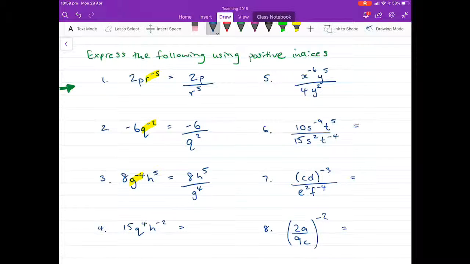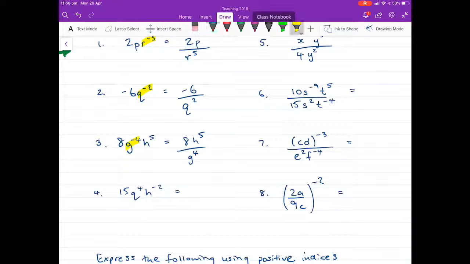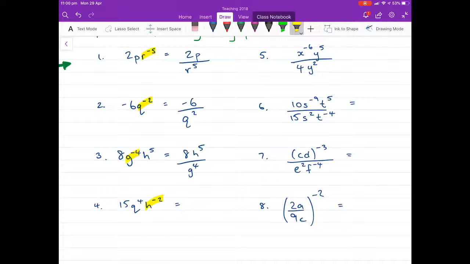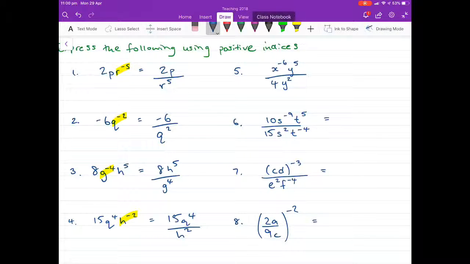Pretty straightforward. Question 4, no harder. We've identified h to the power of negative 2 as the only thing with the negative indice, so the rest of it will stay on top and the h squared will move down the bottom, okay? Across here to questions 5, 6, 7, 8.